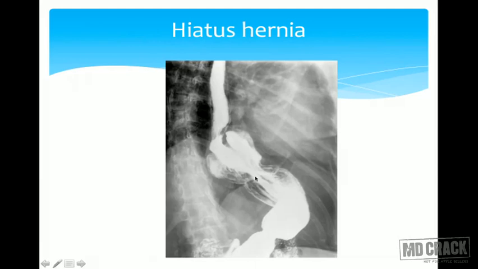Another thing is your hiatus hernia. Like we discussed, this would be your diaphragm. This is the diaphragm, and through the esophageal hiatus, the stomach has been pulled up. This is the esophagus, so basically the gastroesophageal junction is lying above the diaphragm. So the hiatus hernia might give rise to symptoms of dyspepsia.